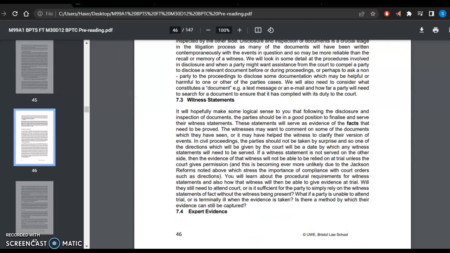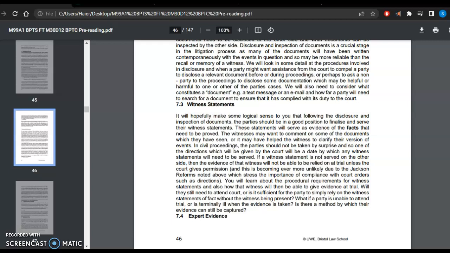Then come the witness statements. It will hopefully make some logical sense to you that following the disclosure and inspection of documents, the parties should be in a good position to finalize and serve their witness statements. After the disclosure of the documents, the parties come into the court and give their oral statements, which are called witness statements. So there are facts of the case, like something you claim has happened, and then you give your oral evidence to the case, and such oral evidence is the witness statement of the case.